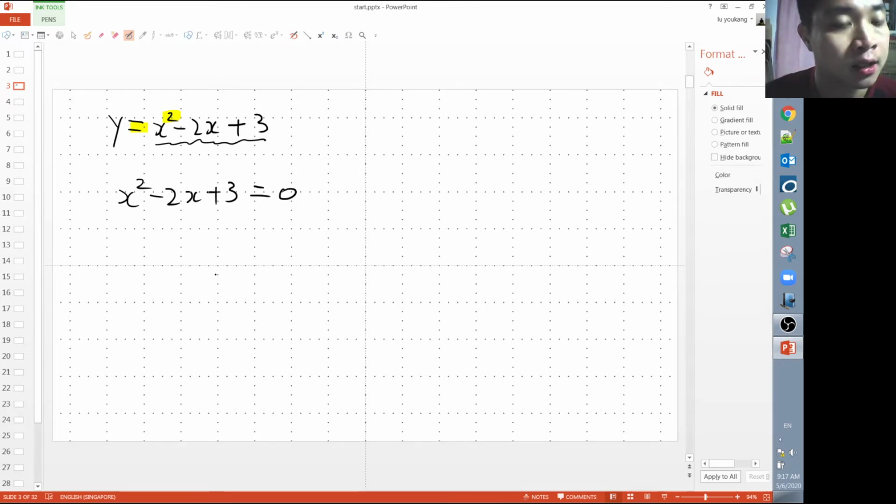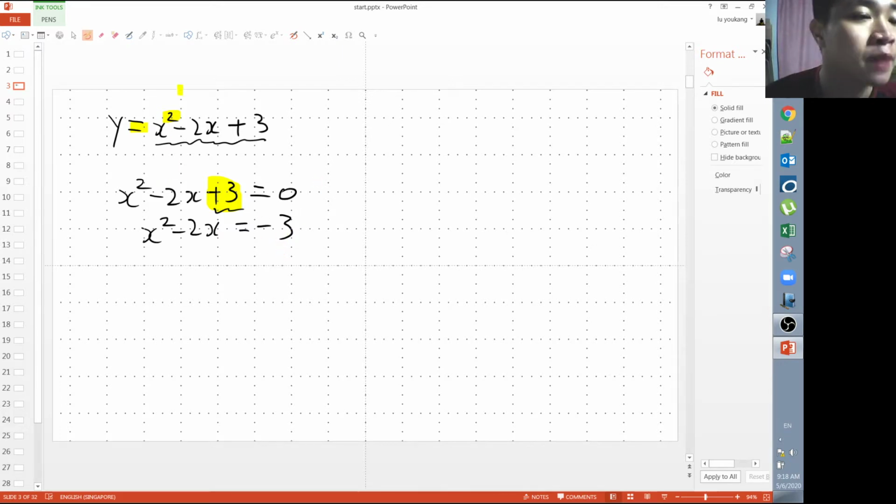Next, what you do is bring this plus 3 to the other side. Your plus 3 is your constant term here. This is your constant term, the plus sign is included. So your constant term plus 3, you move it to the other side. So you get minus 3.